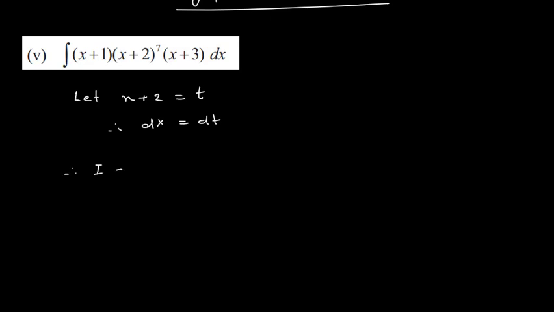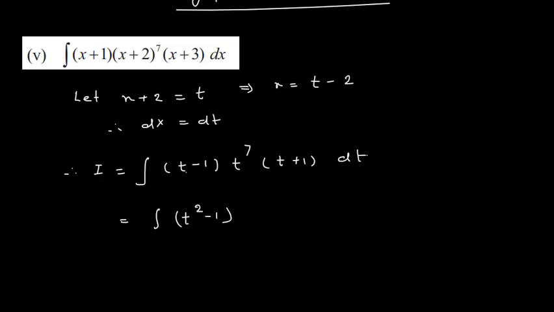So our integration will become the integration of, now x + 2 is t. So from here x is equal to t - 2. Therefore x + 1 can be written as t - 2 + 1, so it will become t - 1. Here it is t^7. And x + 3 will become t - 2 + 3, that is t + 1, into dt. Now the power 7 is for t, so no problem. This (t - 1) into (t + 1) will become t^2 - 1, a minus b into a plus b, and this is t^7 into dt.